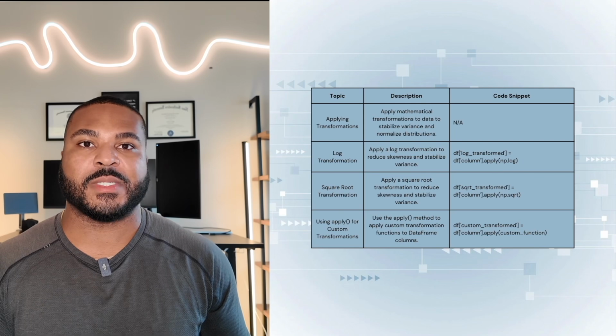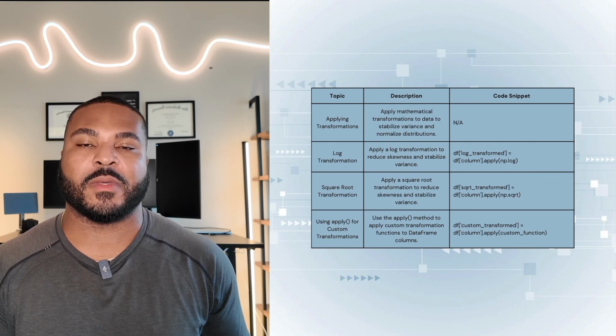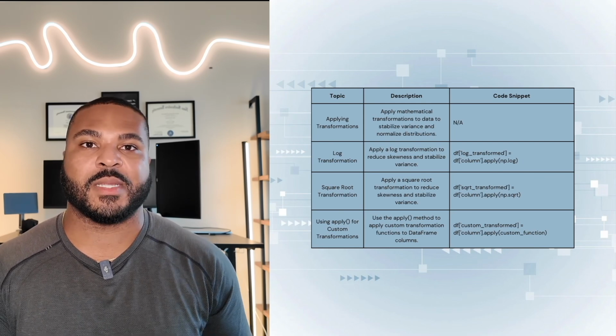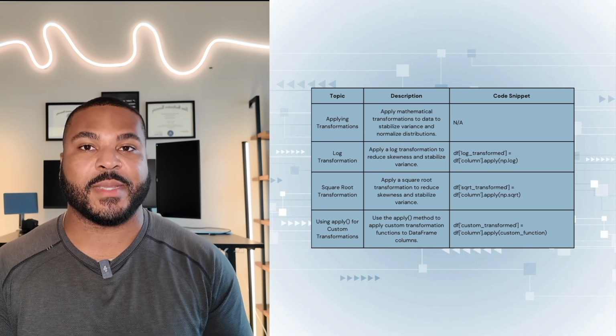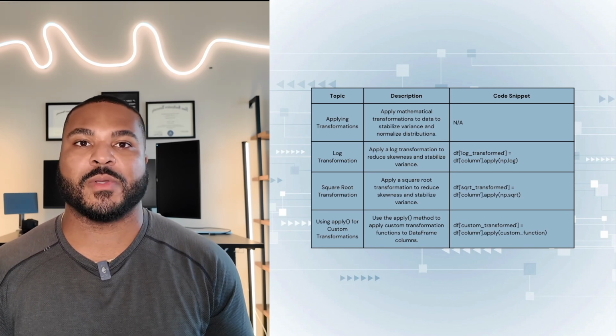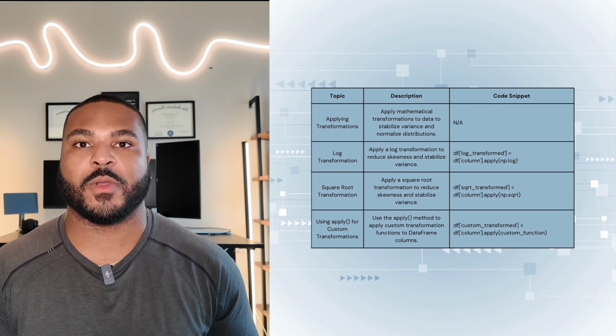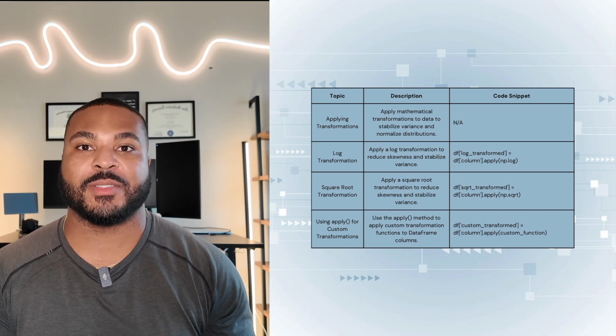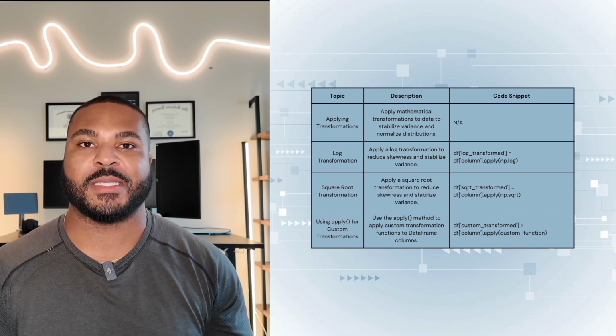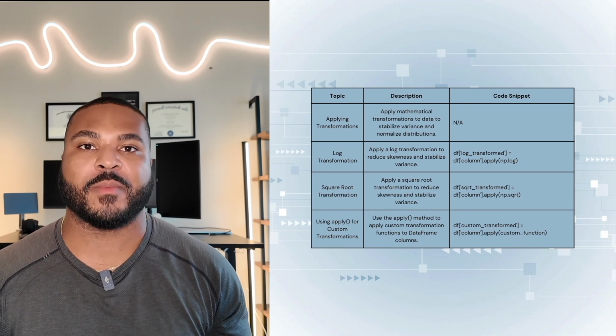Square root transformation is another technique to reduce skewness and stabilize variance. It is often used when dealing with count data or data with moderate skewness. This code snippet applies a square root transformation to the column and stores the result in a new column called sqrt_transformed.